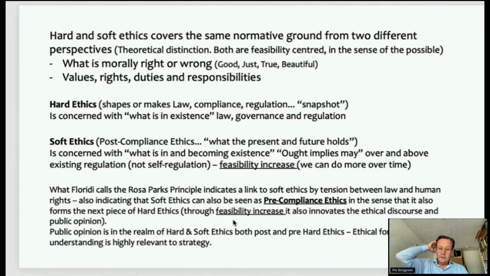My conclusion is that it is also then pre-compliance ethics, because it forms the next step in the hard ethics. I haven't really gotten a sign-off from Floridi, but maybe I will one day. But this is a basic idea. So the soft ethics is mainly concerned with what is now and in the future, and what is actually possible to do.